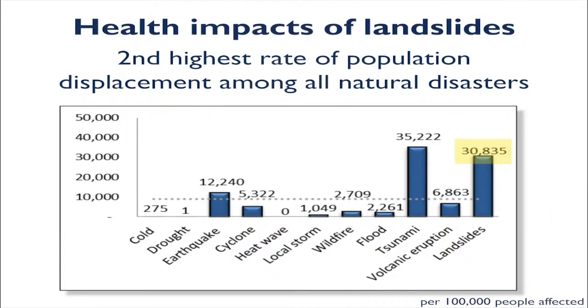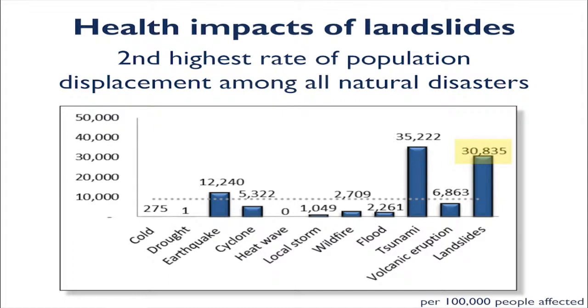They also have the second highest rate of population displacement among all natural disasters. And this makes sense in geological terms, in terms that they are geological disasters, because they actually damage a lot. When a landslide occurs, it damages shelter, displaces the population, just the same as earthquakes and tsunamis do as well. So these geological disasters really have this impact, and landslides are the second highest rate.